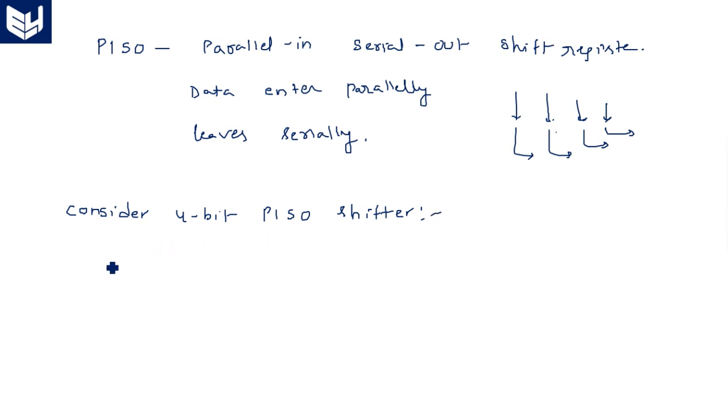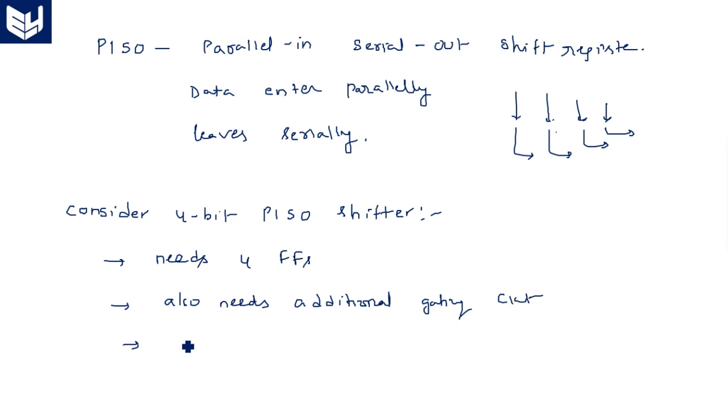So a 4-bit parallel in serial out shift register needs 4 flip-flops and also needs additional gating circuit. It needs a mode select switch. That means whether the data is moving or loading will be selected by the mode select switch M. Okay, so now let us draw the circuit diagram.